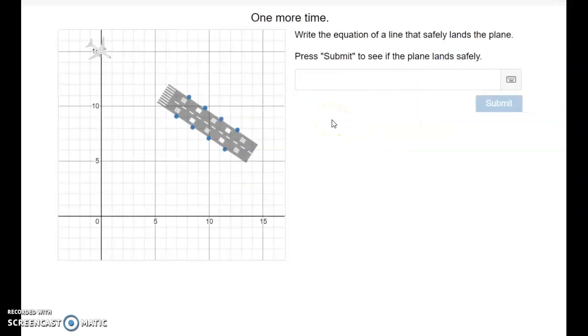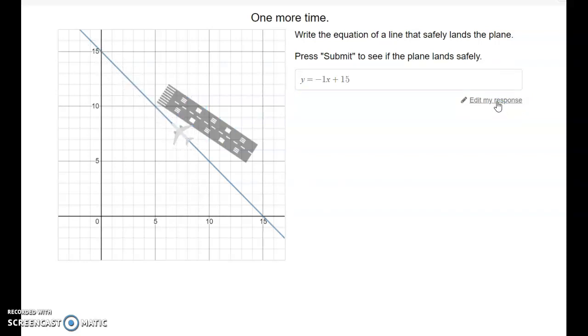So then now we're actually not given the line to help gauge us. But let's see. I know that it's y equals, it's going to be a negative number. I'm going to just put -1x plus, and since our plane starts at 15 here on the y-axis, I'm going to do plus 15. Well, let's see what happens.